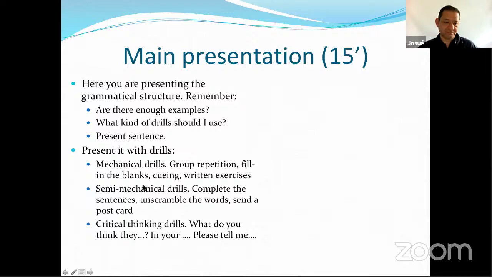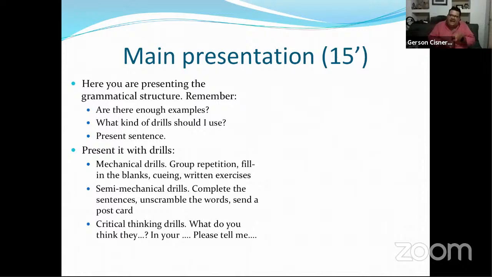Here is what I told you: the drills, mechanical drills, semi-mechanical, and critical thinking. Mechanical drills, like we said, students don't think. So it's group repetition, fill in the blanks, cueing, written exercises, something that they don't think about. It's something very easy. Then semi-mechanical drills are complete the sentences, unscramble the words, choose the correct word, send a postcard, something that is not as easy, but not really hard.